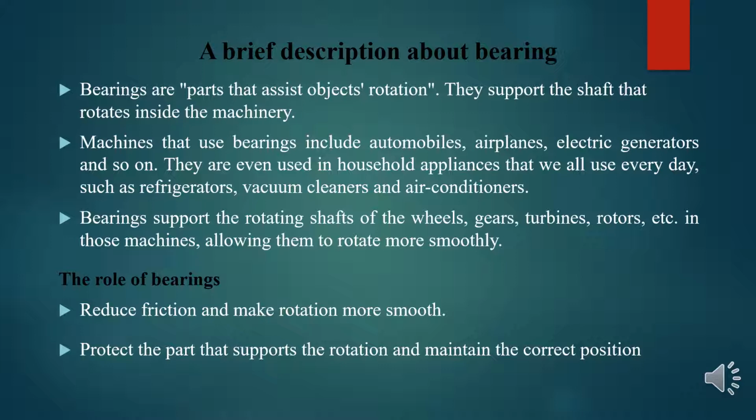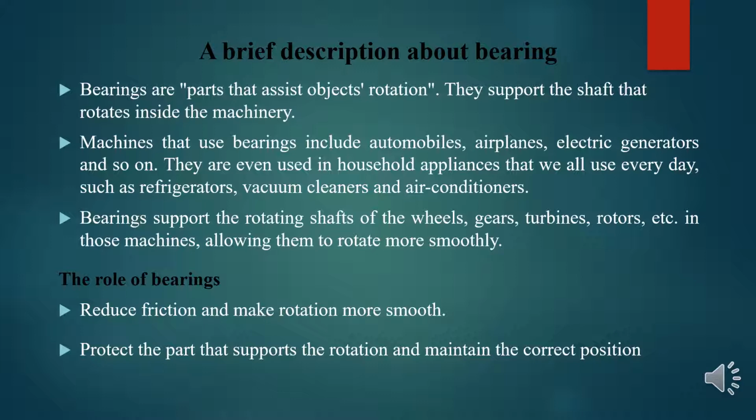Bearings are the parts that assist object rotation. Basically, they support the shaft that rotates inside the machinery. The application areas of the bearing are automobiles, aeroplanes, electrical generators, and so on. They are even used in household appliances, such as refrigerators, vacuum cleaners, and air conditioners. Bearings support the rotating shafts of wheels, gears, turbine rotors, etc. in this machinery, allowing them to rotate more smoothly.